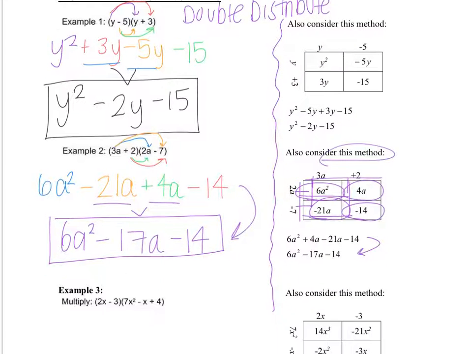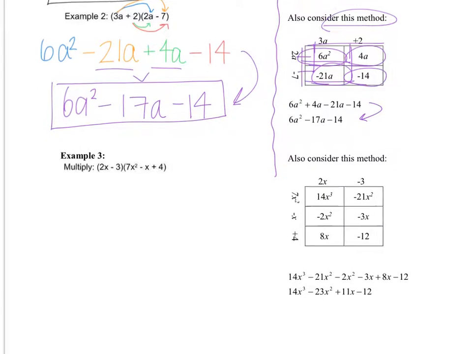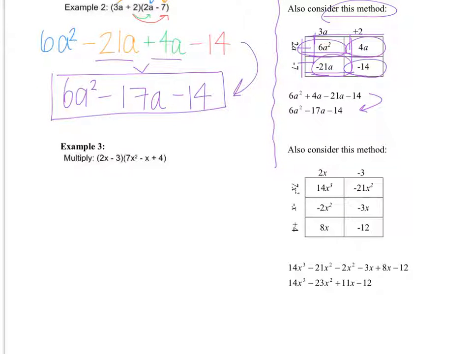Okay, but again, I love the double distributing, or in the next case, triple distributing. So I have 2x times 7x squared to start, which gives me 14x to the third, because I have x squared times x. Then I have 2x times negative x, negative 2x squared. 2x times positive 4 gives me positive 8x.